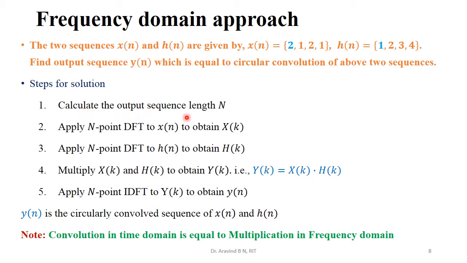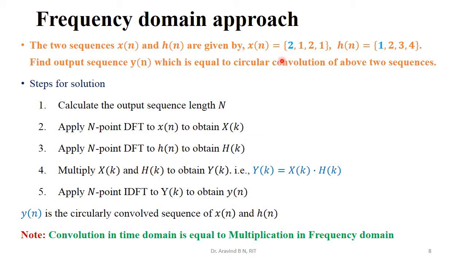Calculate the output sequence length, capital N. Then apply N point DFT to x of n to obtain X of k. Apply N point DFT to h of n to obtain H of k. Then multiply X of k and H of k to obtain Y of k. That is, Y of k is equal to X of k into H of k, a dot product we are going to calculate. Then apply N point IDFT to Y of k to obtain y of n.